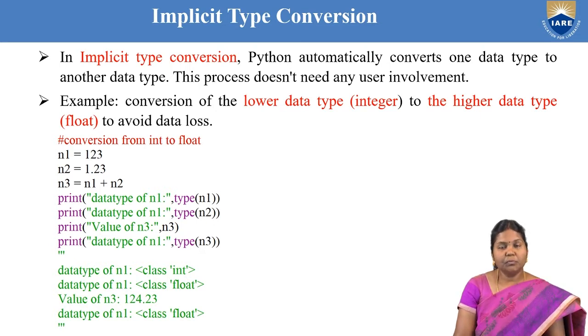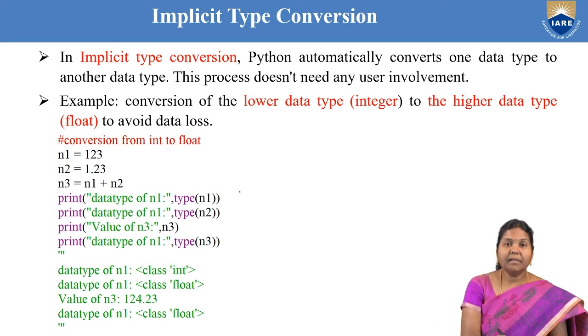Now, suppose we want to convert a data type from integer to float. You know that integer is a lower data type and float is a higher data type. If you want to convert from integer to float while avoiding data loss, how do you do it using implicit type conversion? Let us see through one example.